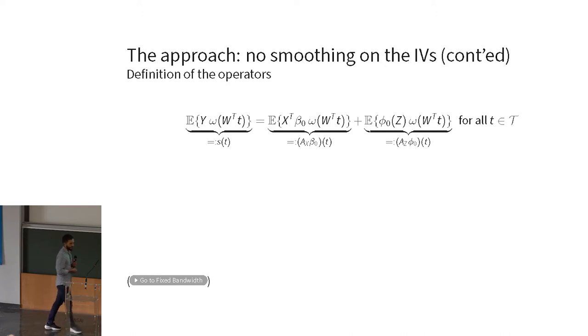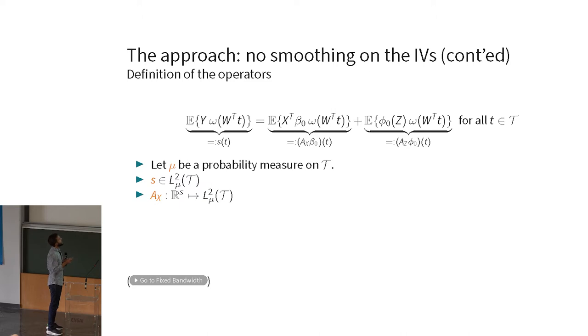Let me introduce some spaces, just to be a little bit more rigorous. We introduce mu, which is a probability measure on the set tau. Under some integrability conditions on y, we have that S, this object here, is an element of L2 mu, which is the space of square integrable functions with respect to mu. Then, under some integrability conditions on x, we also have that AX maps R^s to L2 mu, where s is the dimension of x. Finally, AZ is an operator that maps L2 R^p to L2 mu, where p is the dimension of z.